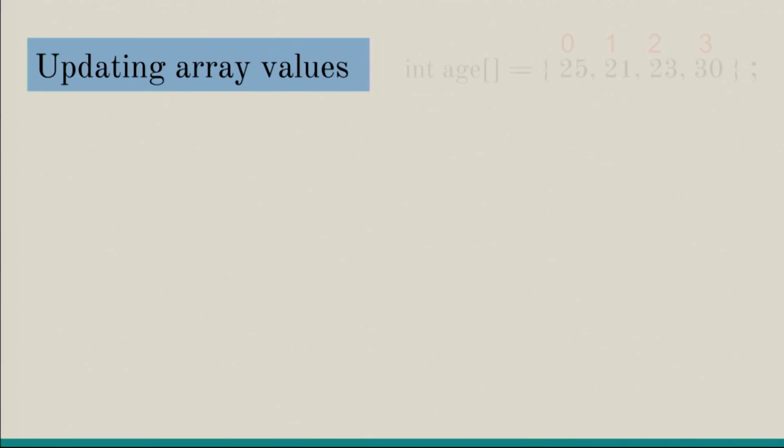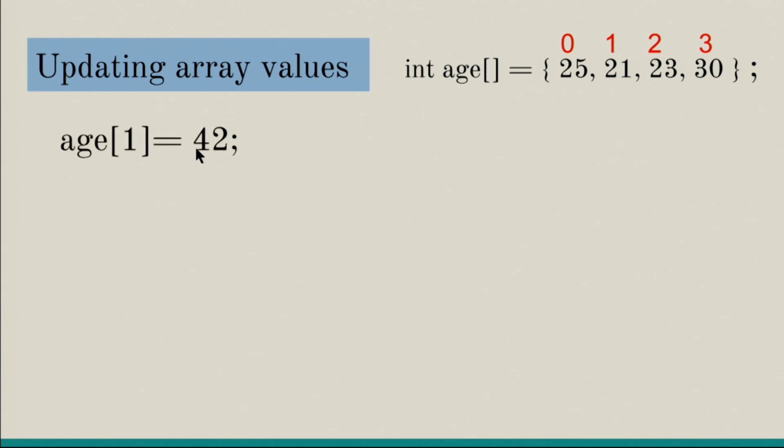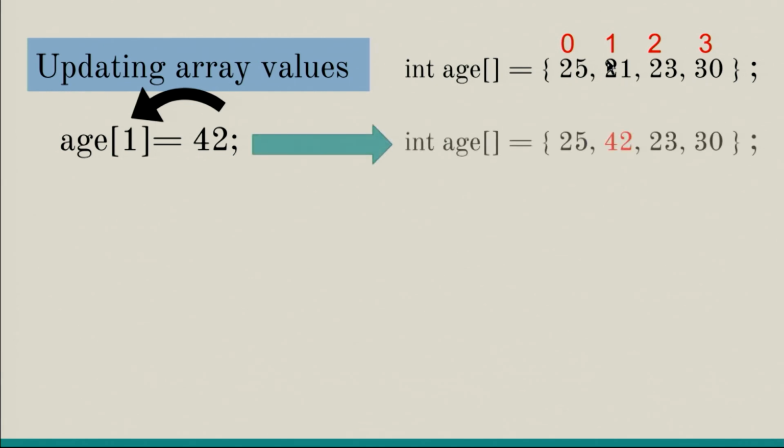Let's now see how we can update the values for an array. So this is our array, just for reference here. Let's say you want to update 21 with 42. So this is how you do it. You type the age and then the index. This 1 refers to this position, and then equal, and then put the new value. In this case, we put 42. So what happens is that 42 goes into index 1 of the age. So the array becomes now with the new value of 42.